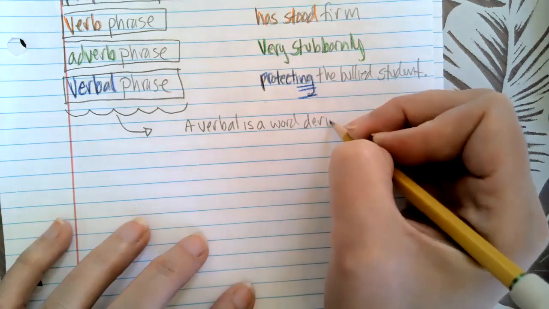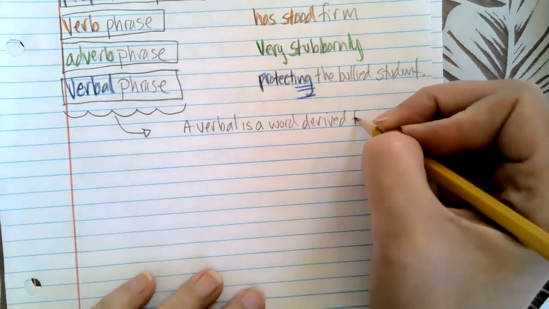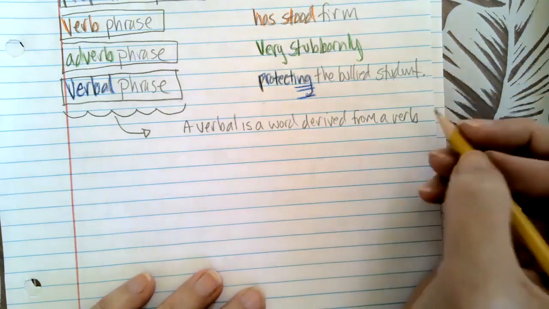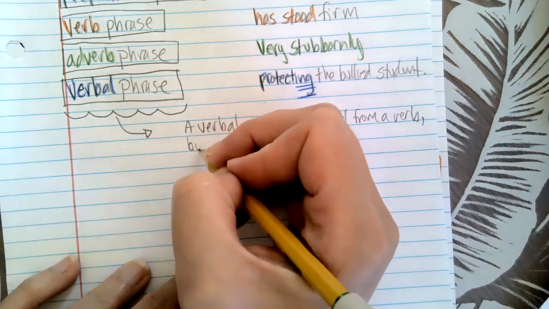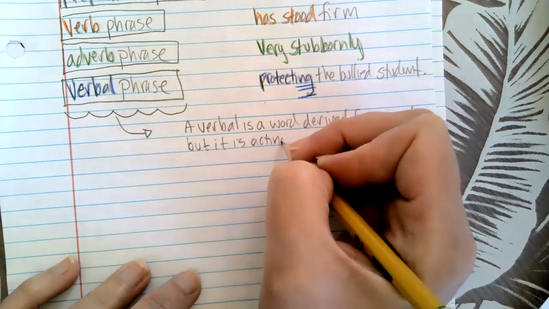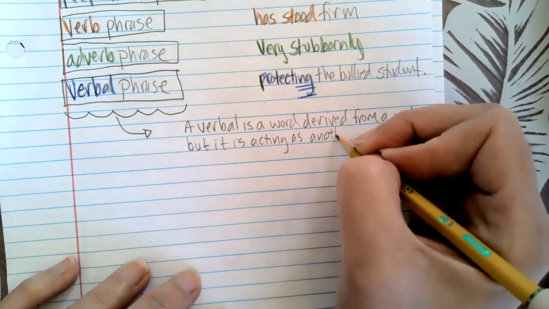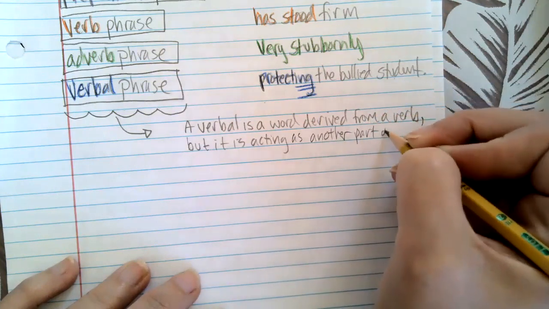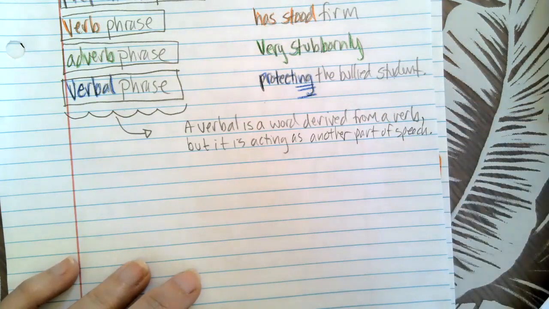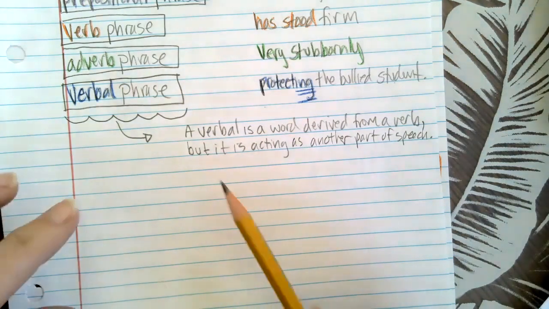What does derived mean anyway, right? Derived means to take it from, to make it from. So a verbal is a word derived from a verb, comma, but it is acting as another part of speech. Okay, and then the part of speech that it is acting as is really absolutely dependent upon what it's doing.